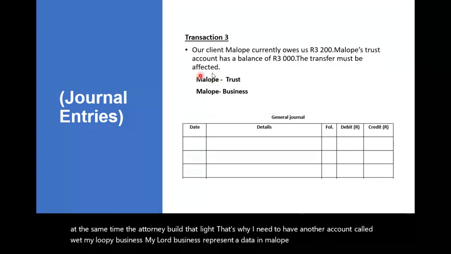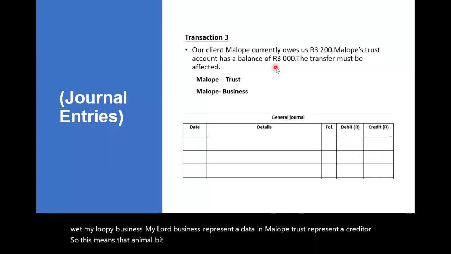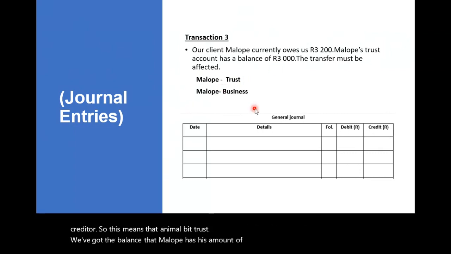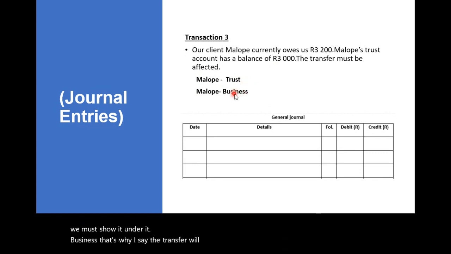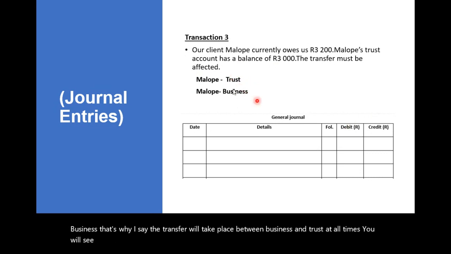So this means that under Malope Trust, we have the balance that Malope has, this amount of money. But the minute we bill Malope, we must show it under what? Business. That's why I say the transfer will take place between business and trust at all times. You will see, even if you check your notes.